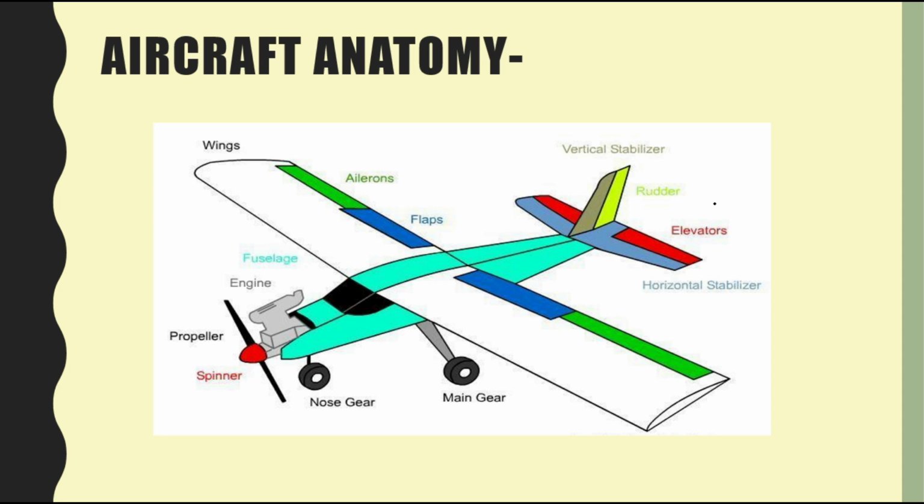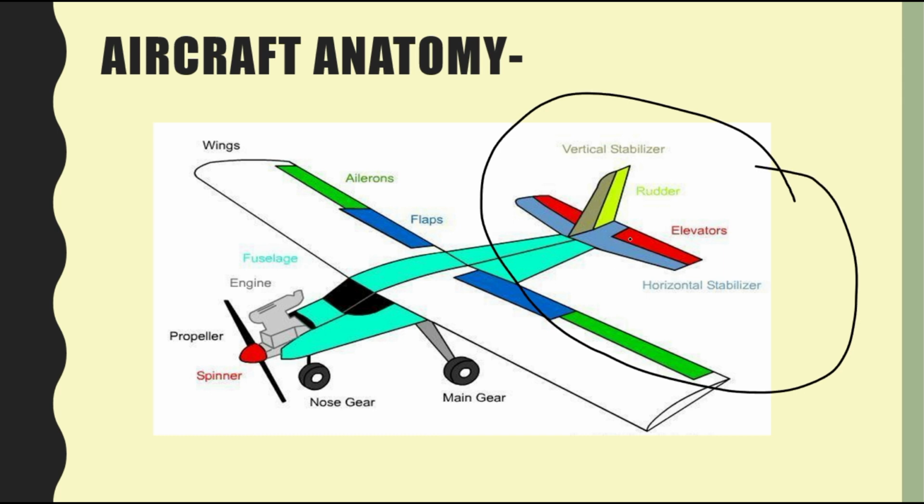Now let's head back to the rear part of the aircraft, that is nothing but the tail portion. I wanted to concentrate on the tail portion, as I have divided it into two parts, that is horizontal stabilizer and a vertical stabilizer. Now the vertical stabilizer is the one which is having a rudder.